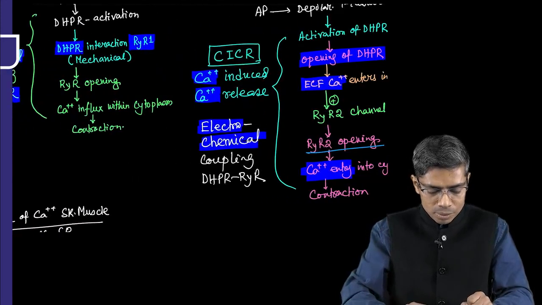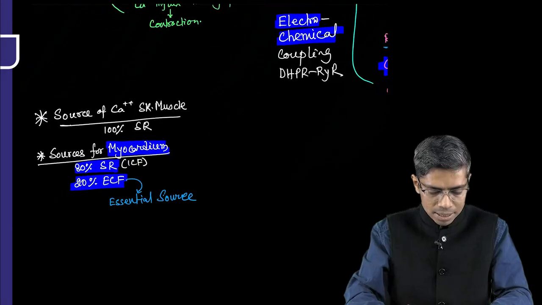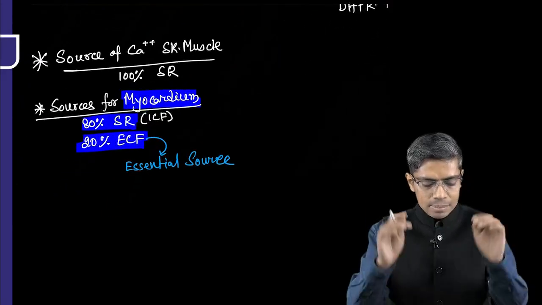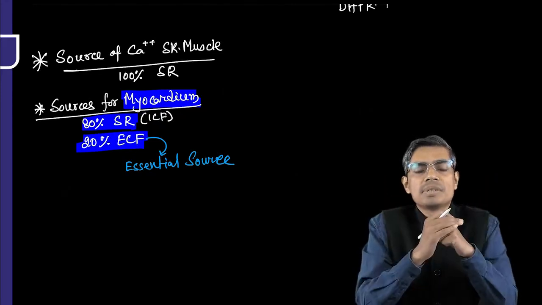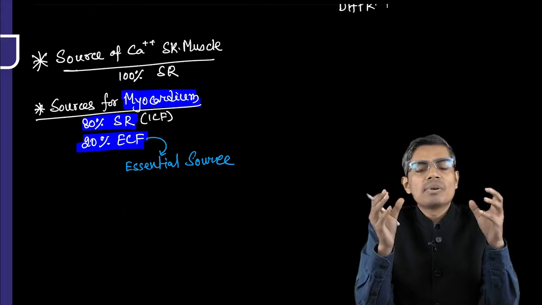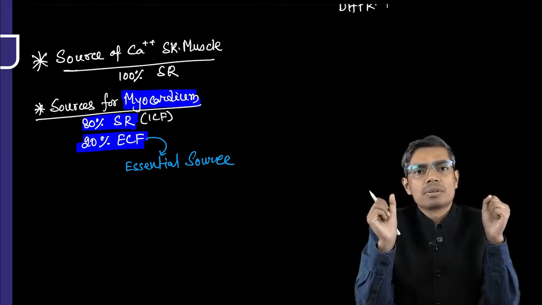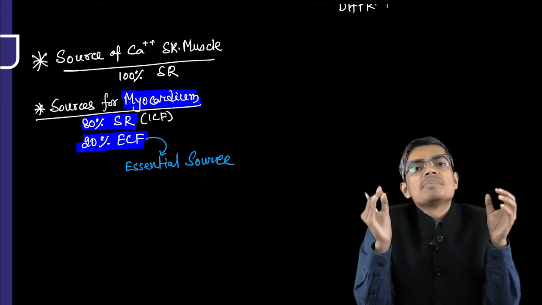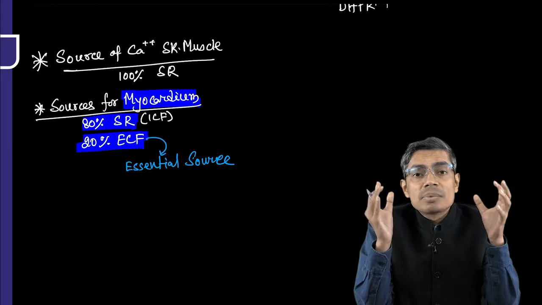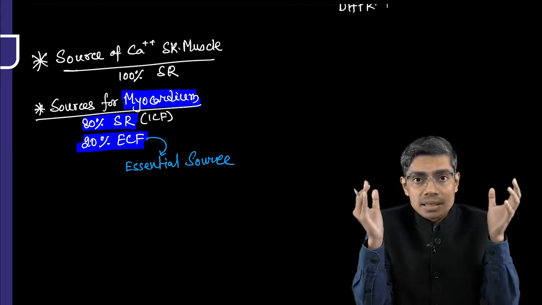Now if you look at these two sources, in skeletal muscle 100% of the calcium is coming from the sarcoplasmic reticulum, and in myocardium only 80% is from the sarcoplasmic reticulum. So the volume, the size of the sarcoplasmic reticulum will be bigger in which cell?